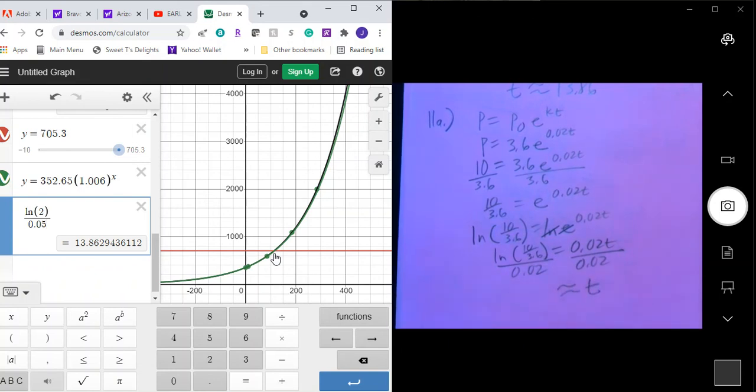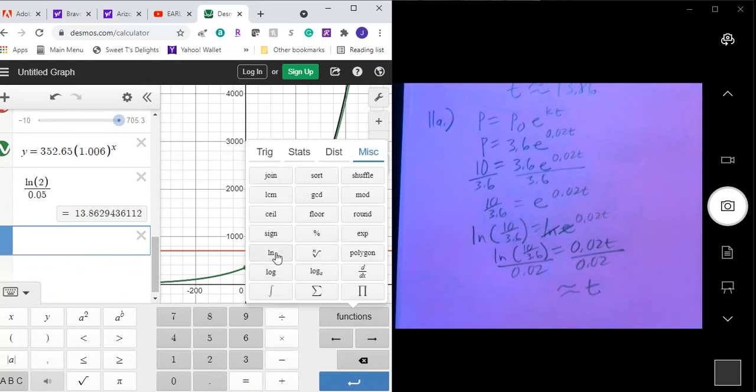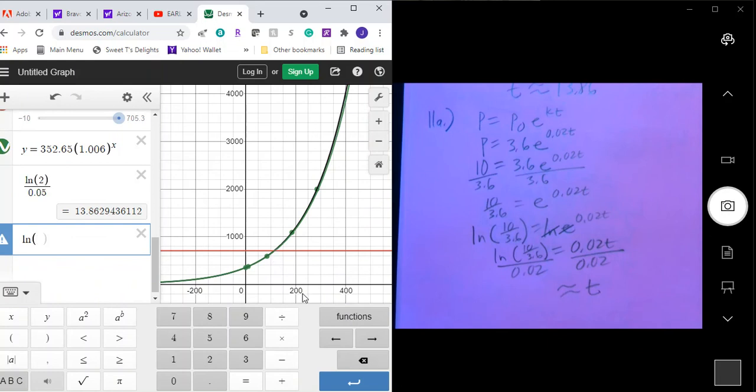and we're going to put this in the calculator. So we had a natural log of 10 divided by 3.6.